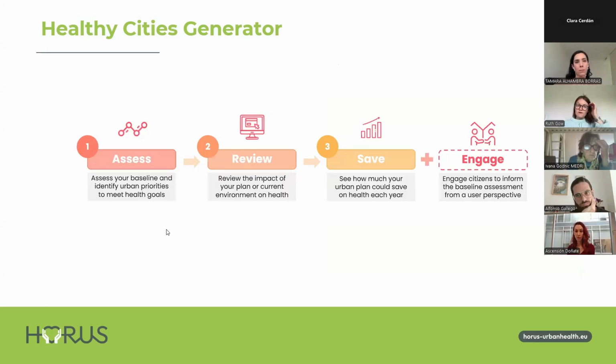So at the moment, the process of using the tool consists of these three stages. First of all, to assess your current area, then to review the impact that you can have via the interventions that you have planned, and lastly, see the estimate of these savings that could be achieved.